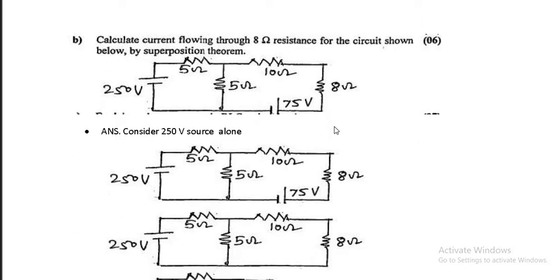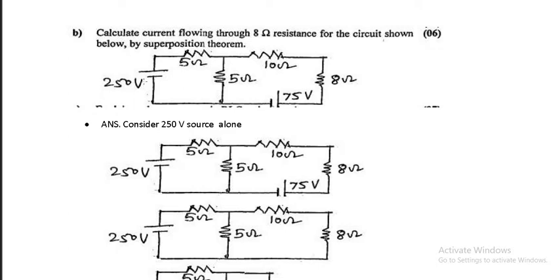So let us proceed by considering the 250 volt source acting alone. You can see over here the 250 volt source is shown like this. The rest of the things remain absolutely the same, but now instead of this 75 volt source you will be having a short circuit. Now what is the terminology behind short circuiting a voltage source and open circuiting a current source? Ideally we say that while neglecting a source, it should be substituted or replaced by the internal resistance of the source.